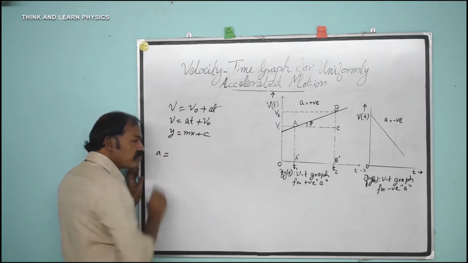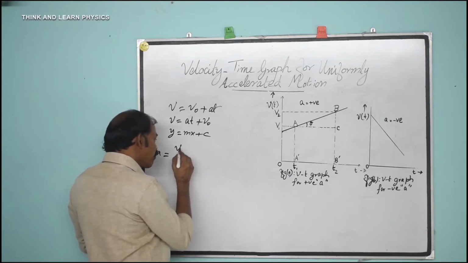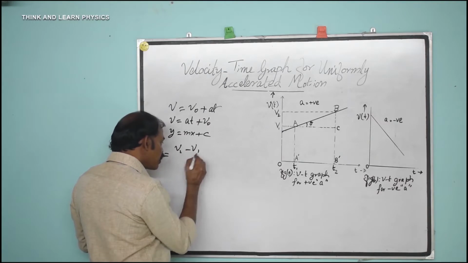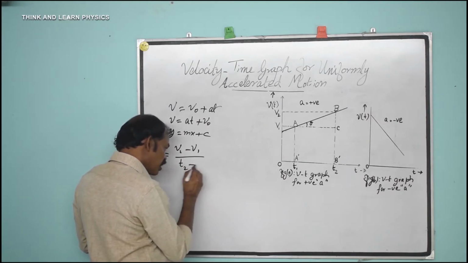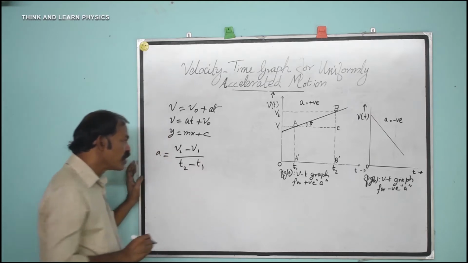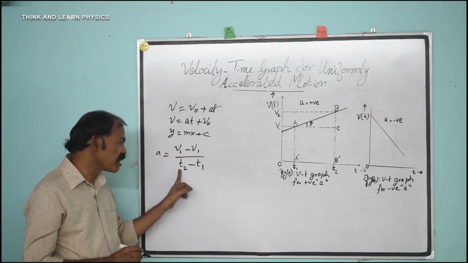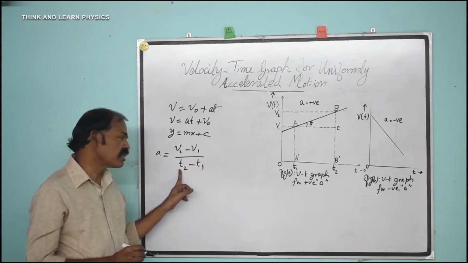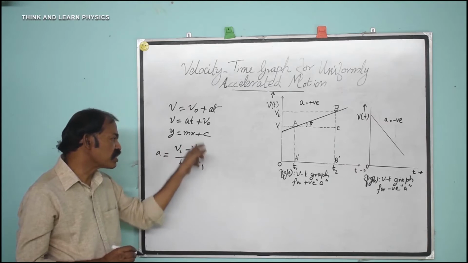a is equal to, we know that acceleration equals change of velocity divided by time taken. That means the final velocity v2 minus initial velocity v1, divided by the final instant minus the initial instant. So a is equal to v2 minus v1, the change of velocity, divided by t2 minus t1, the time taken. What is the graphical meaning of this value?